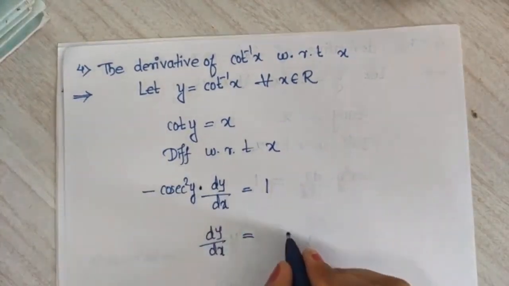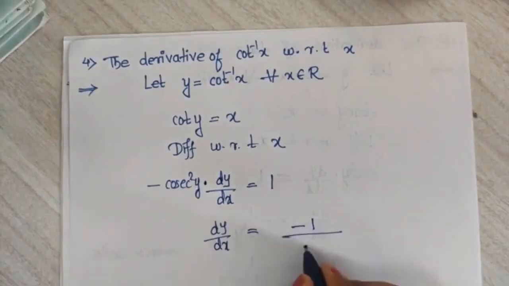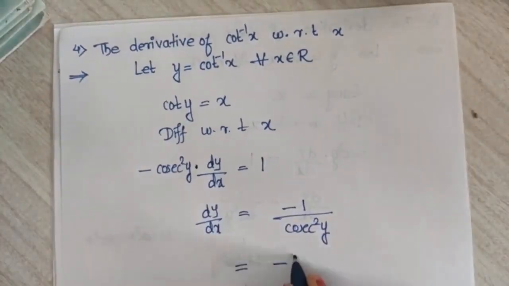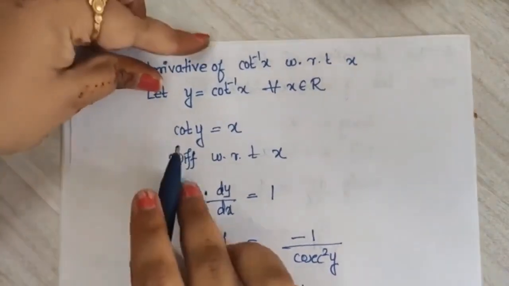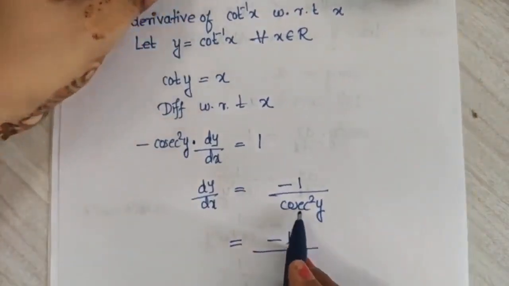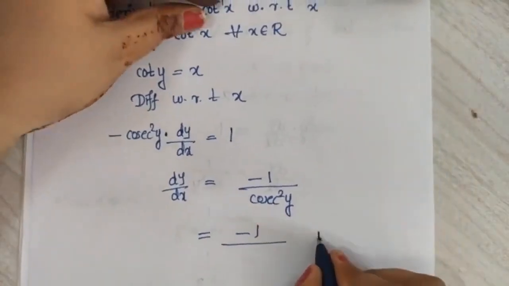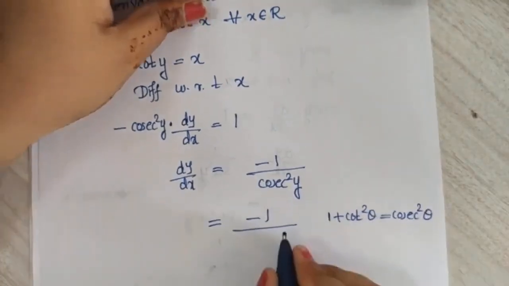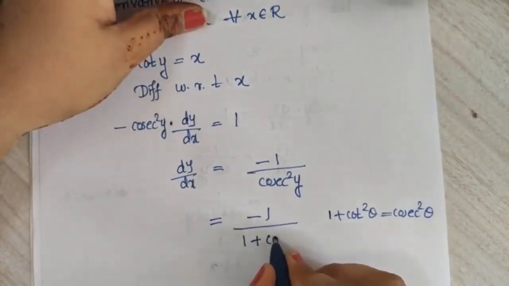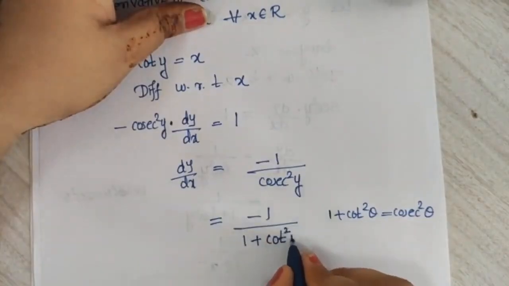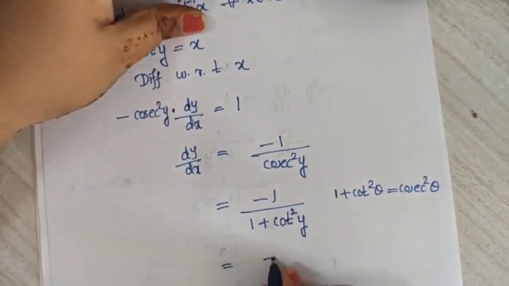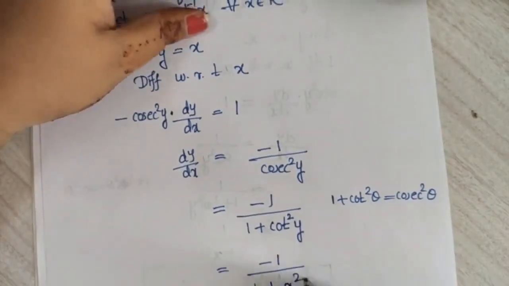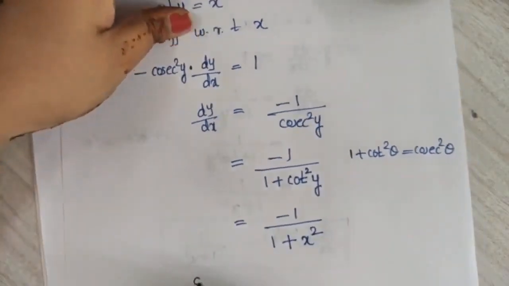bring this term to the right hand side. I'll write minus in the numerator, minus 1 divided by how much will you get? Cosec square y. Now this is minus 1 divided by, we know the value of cot here, so I'll write cosec in the form of cot by using the identity 1 plus cot square theta is equal to what? Cosec square theta. So 1 plus cot square, it is in the form of y, so I'll write 1 plus cot square y. Now this is minus 1 divided by 1 plus cot y, which is nothing but x, so I'll write x square.